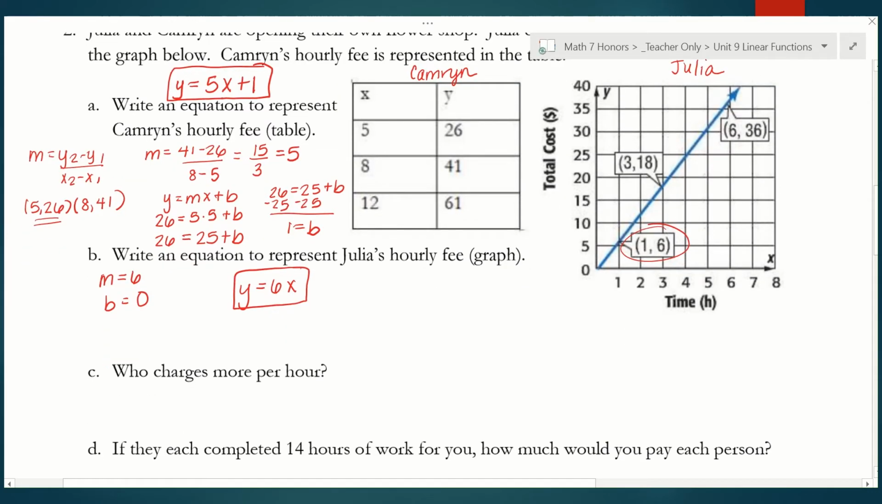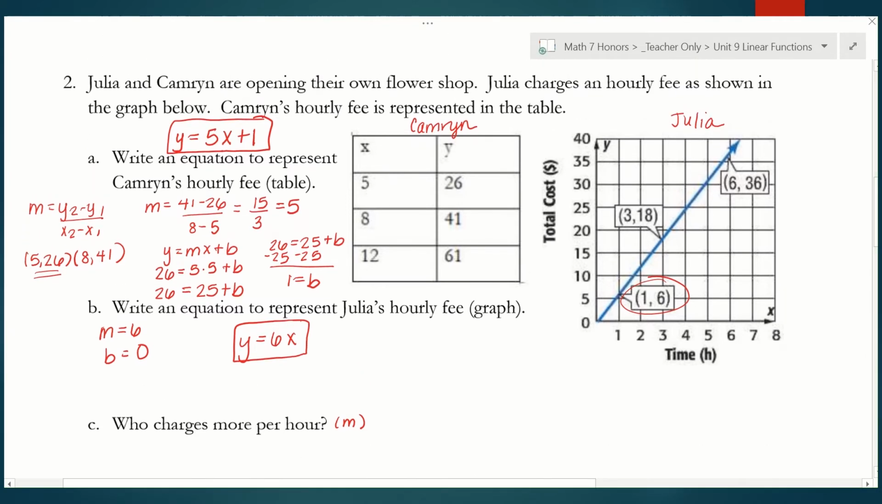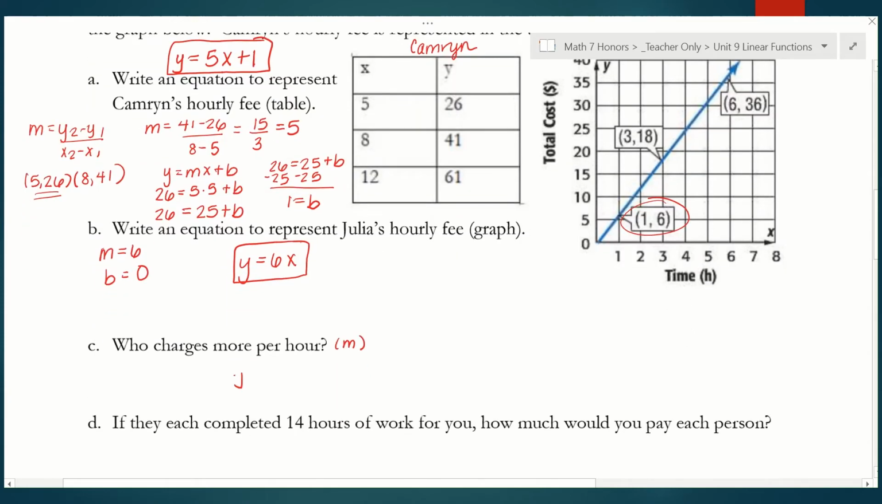All right, who charges more per hour? More per hour implies cost per hour, which is referring to the slope for these. Looking at the equations, we can see that Cameron charges $5 per hour, and Julia charges $6 per hour. So who charges more? Julia.